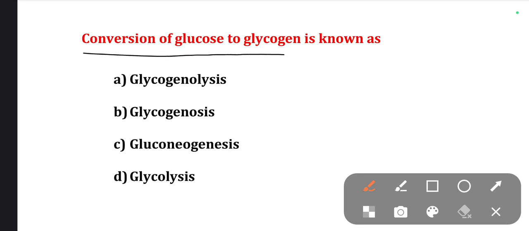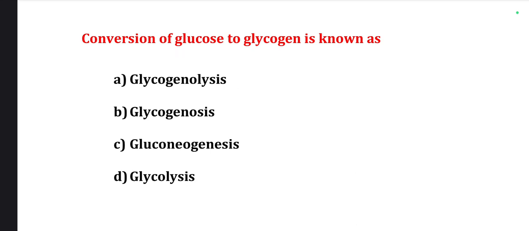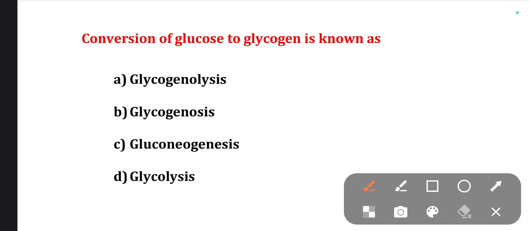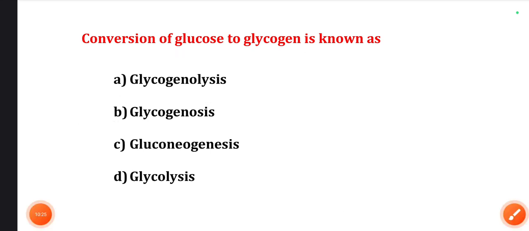The next one is, conversion of glucose into glycogen is known as? Options are glycogenolysis, glycogenesis, gluconeogenesis, glycolysis. The right one is option B, glycogenesis. The conversion of glucose into glycogen is known as glycogenesis.